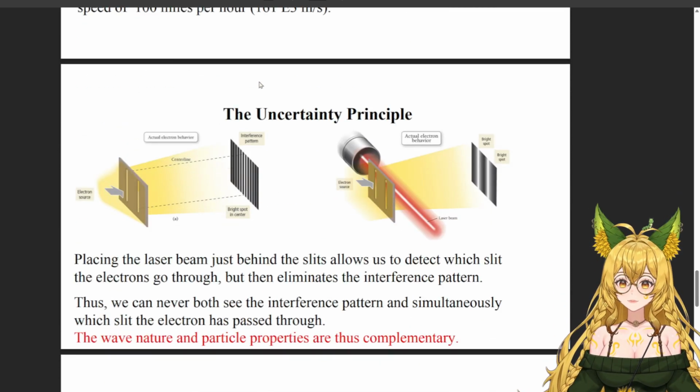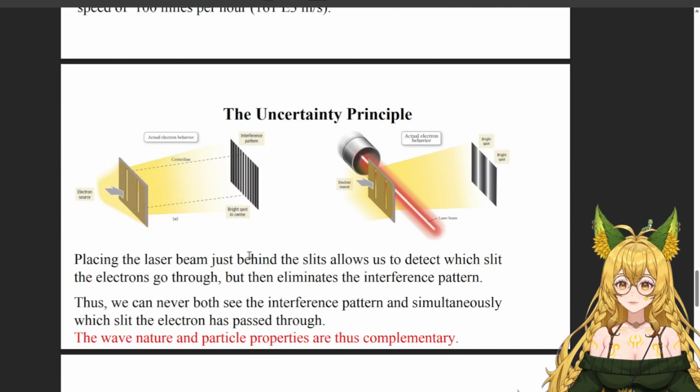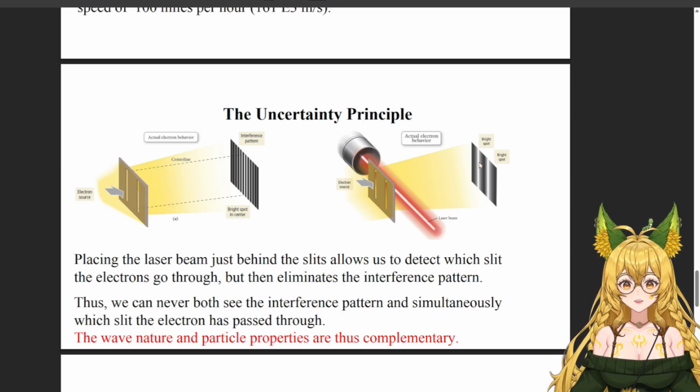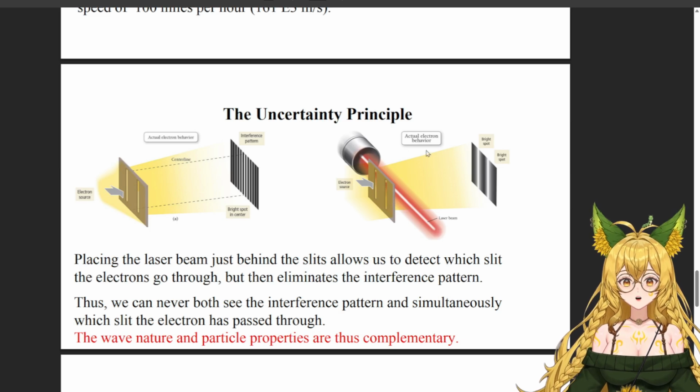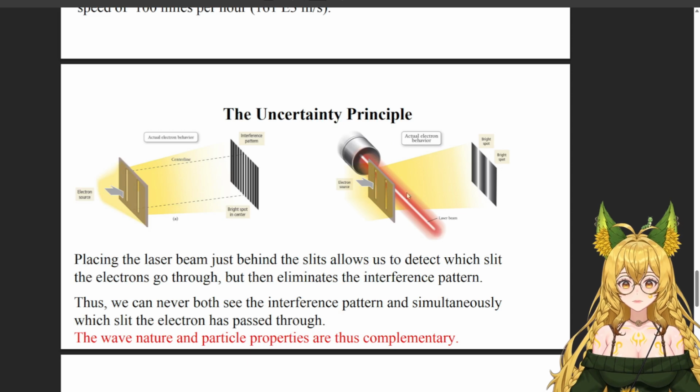So with the uncertainty principle, if you place the laser beam just behind the slits, it allows us to detect which slit the electron goes through, but then it eliminates the interference pattern. So that's what I said, when you actually use something to observe the electrons, it'll turn them into particles here.